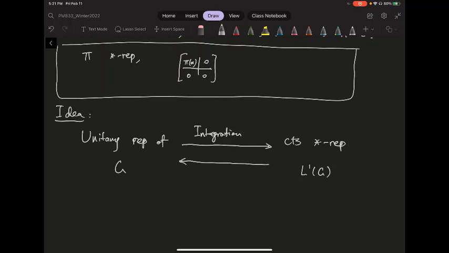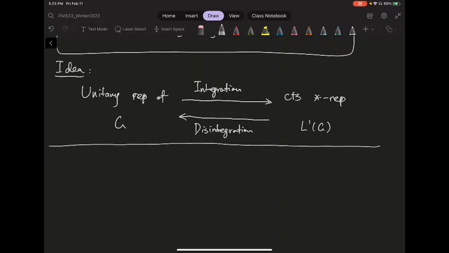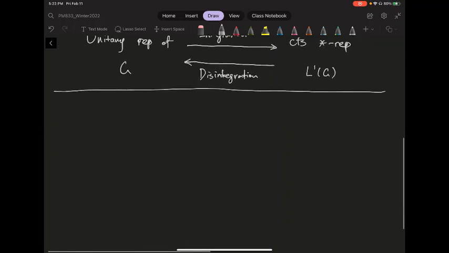But moreover, I can also do the other way. If I start from a representation of the L1 space, I can kind of divide it up and make it into a unitary representation of the group. Sometimes this is also called a disintegration theorem. I know this terminology, which I borrowed from my recent project on Fell bundles, may not be standard terminology in any books, but I like to see the whole picture as integration and disintegration. So in this video, I'm going to talk about the first one, the integration of these unitary representations.